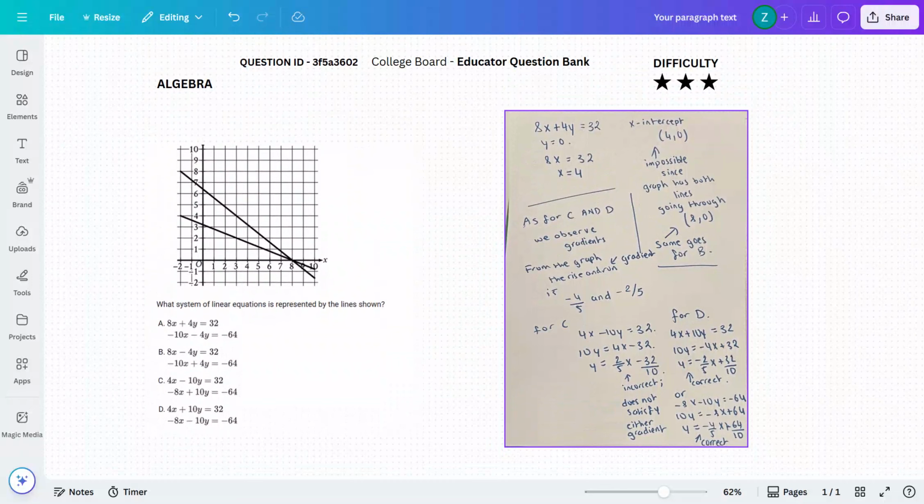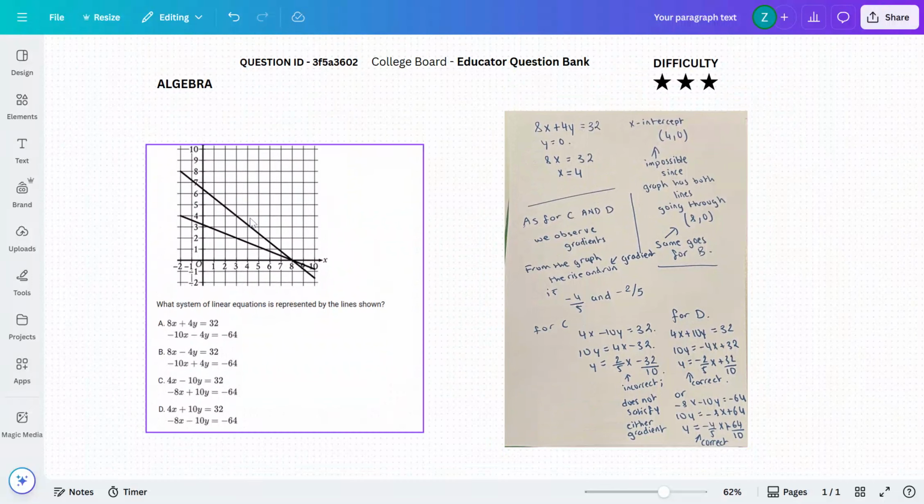Alright, so we start here with two lines descending. Just follow my mouse. I'm here with two lines descending, indicating a negative gradient. So that is already something that we can notice right off the bat. And then we also notice that the two lines go through the point (8, 0). So the x-intercept is 8.